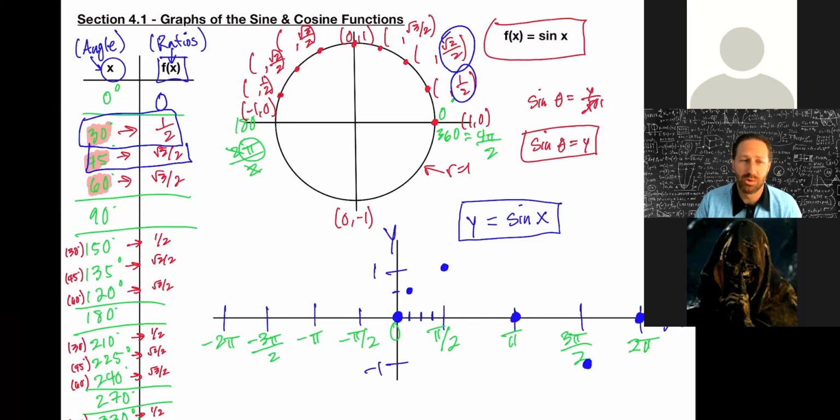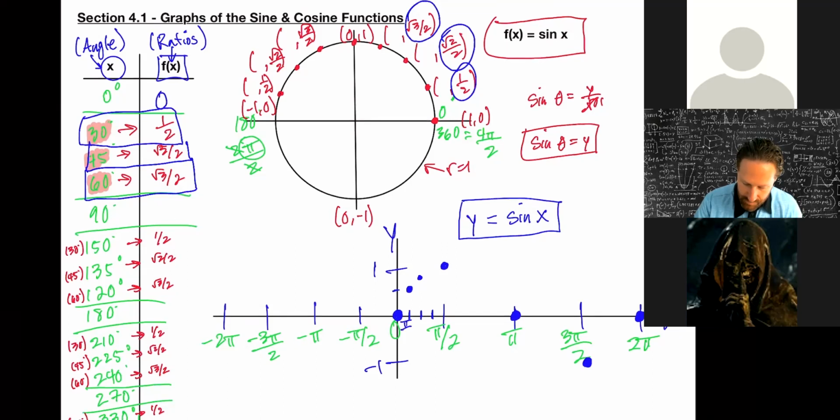I don't know what root 2 over 2 is, but I know it's bigger than root 1 over 2, don't I? So I know it's a little bit more. And then how about root 3 over 2 for my 60? I know that's root 3 over 2. So you can see, is it going to be a straight shot to that? No. It's actually going to have some curvature.